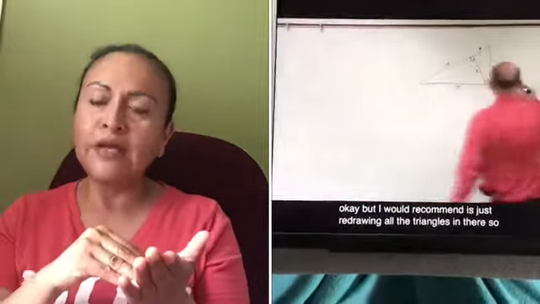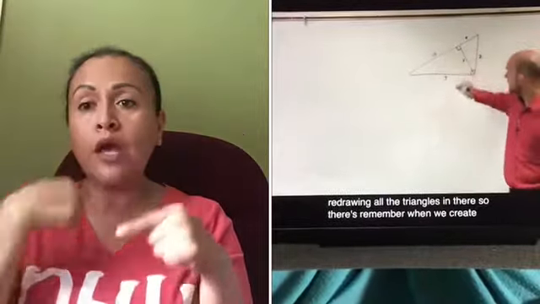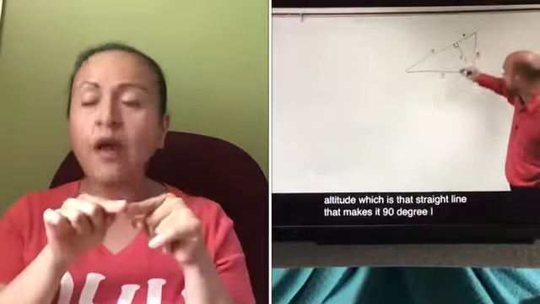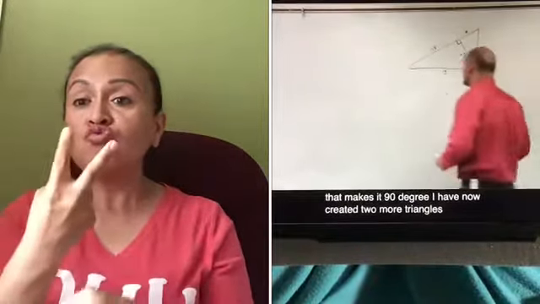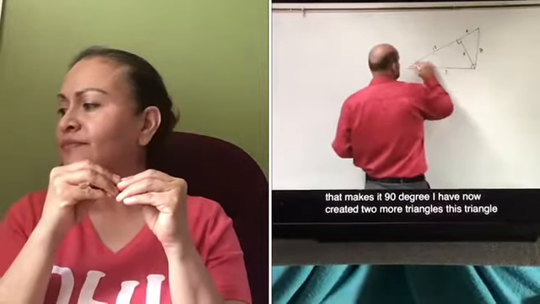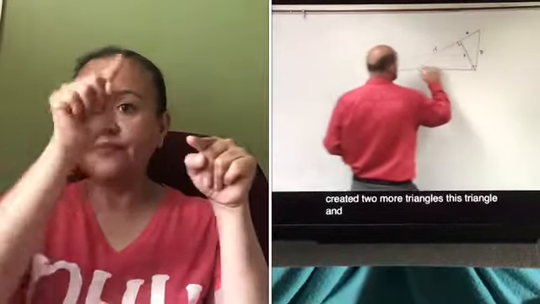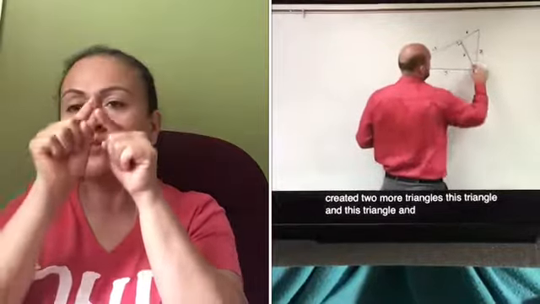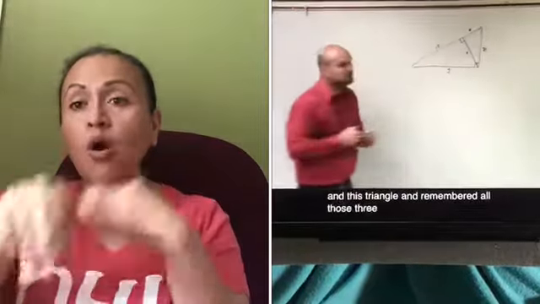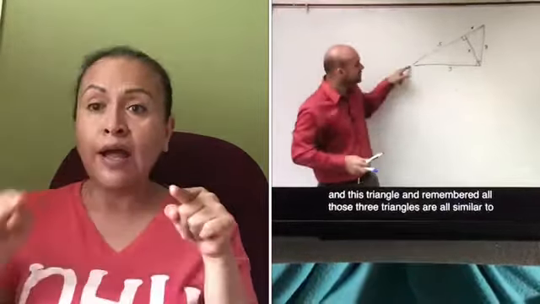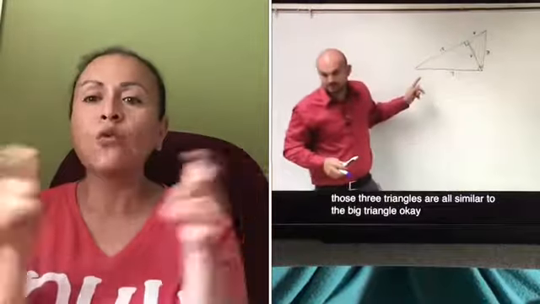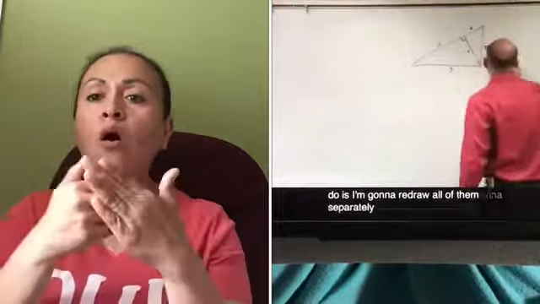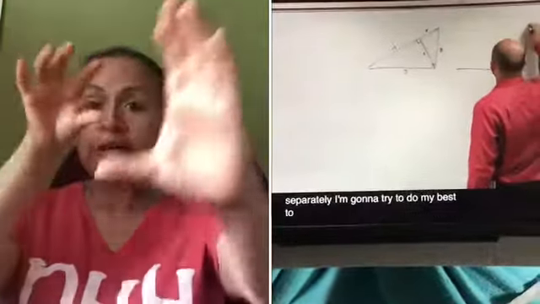So remember, when we have a right triangle and I draw the altitude, which is that straight line that makes a 90 degree, I have now created two more triangles. This triangle and this triangle. And remember, all those three triangles are all similar to the big triangle. Okay? So what I'm going to do is I'm going to redraw all of them separately. I'm going to try to do my best to have them be the same.